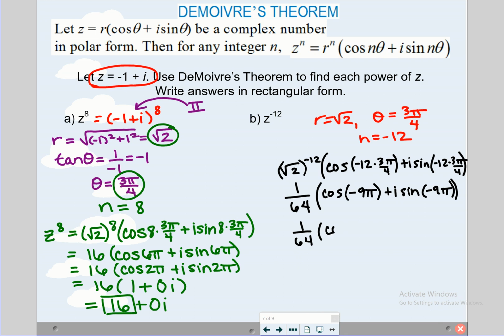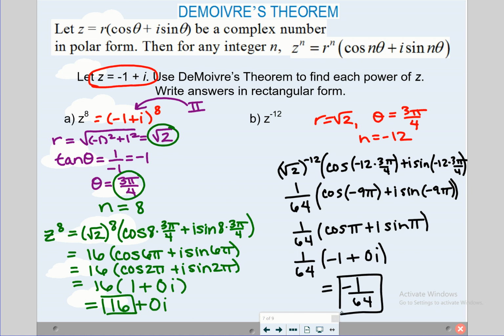Okay, so cosine pi, a coterminal angle, plus i sine pi. All right, what is the cosine of pi? Negative 1. What is the sine of pi? 0i. And this one ends up being negative 1/64. It does not always have a 0i when you do this. This is just a happy coincidence for this particular type of problem. Often you will also have an i term. It just happened to be 0 for this one. Okay.